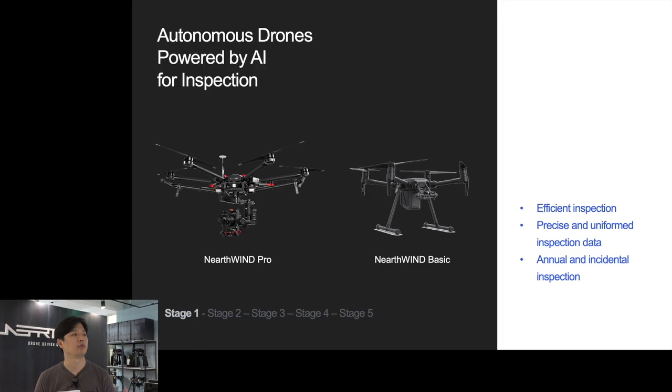Stage 1 will be using AI-powered autonomous drones to capture inspection data. This ensures the quality of the data is precise and uniform. At NIRSLab, we provide inspection services and we also offer lease option for our platform.